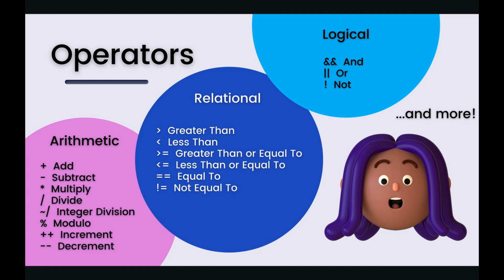Now, a lot of these operators are intuitive. For example, you have arithmetic operators such as the plus symbol, which represents adding. So if you wanted to add two numbers together in your program, you could just put a plus symbol between them. You also have subtract, multiply, and divide, and those are all again very intuitive.